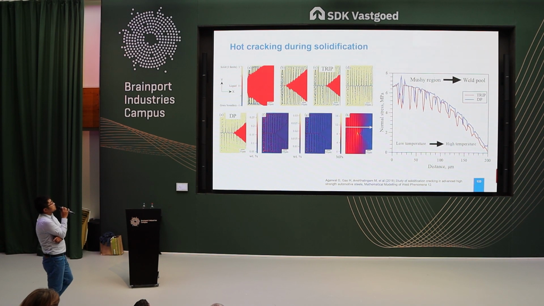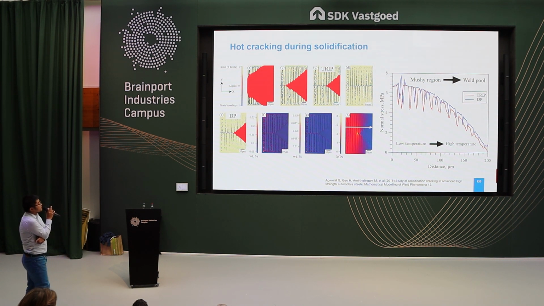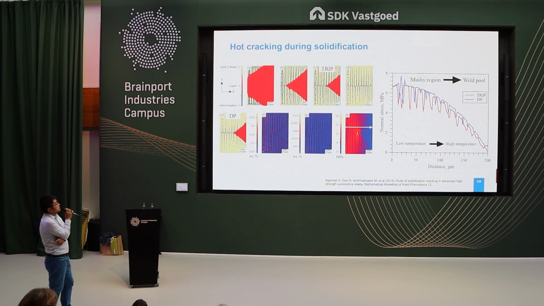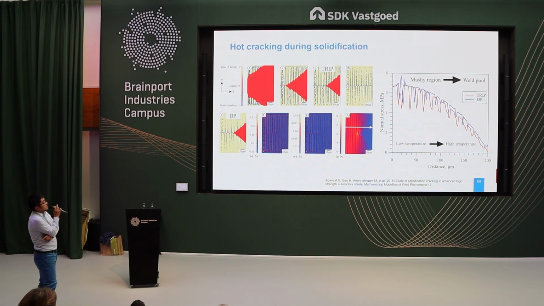And if you compare image C with image E, that's for a TRIP steel and a DP steel with the same solid fraction. You could already observe that the TRIP steel has more secondary dendritic arms compared to DP steel. This will result in images E, F, and G showing that there is more phosphorus segregation for the TRIP steel.